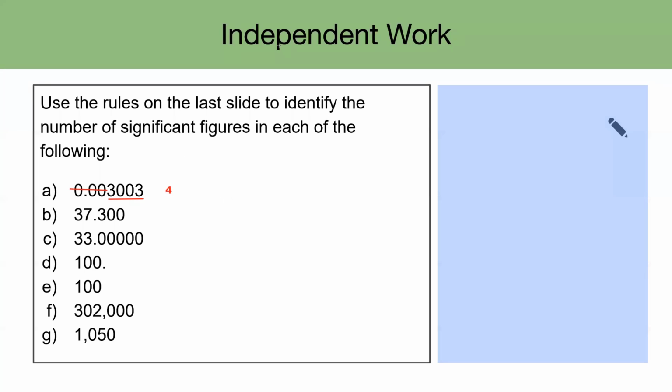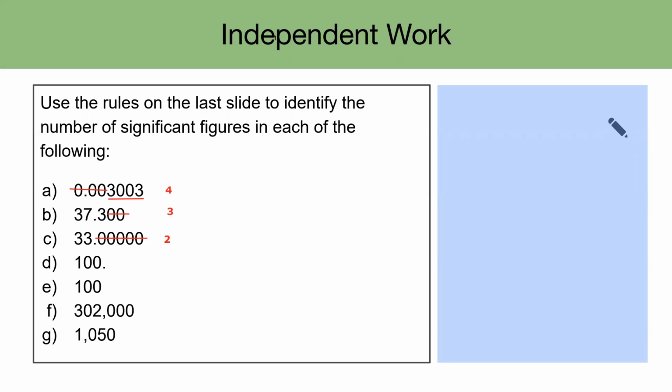Just as before when we were talking about the rules, any zeros that come after a decimal and don't have a significant number after them don't count either. This number is 3. And we also have the letter C, which has a bunch of zeros after that decimal point, and none of those are significant either. None of them count.